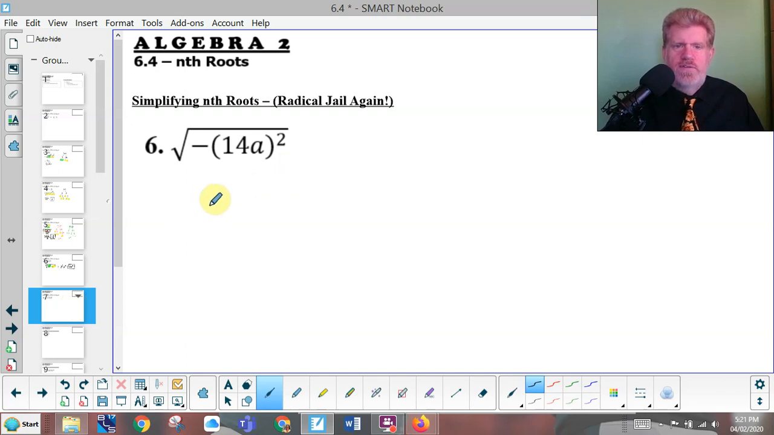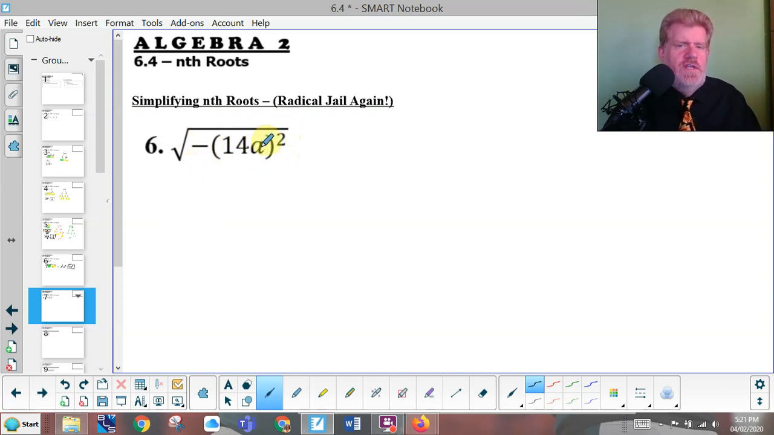What about this? Oh, negative. So technically, we don't know what a is. A could be a negative, could be a negative. We don't know what a is. So we're going to simplify this. But remember, it's a square root, so we can't take that out. We'll leave that inside. Okay.